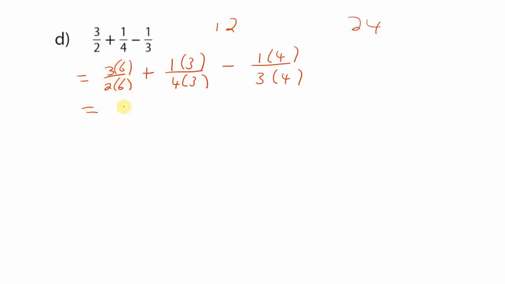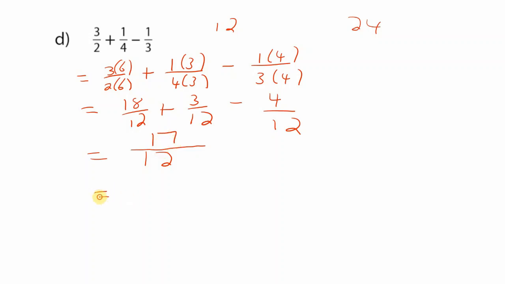So what's 3 times 6? 18. We know we will have 12 at the bottom. 1 times 3 is 3. 1 times 4 is 4. So now everything is over 12 as we wanted, so we can now add and subtract. 18 plus 3 is 21. We have 21, we give away 4. We therefore have 17 twelfths.